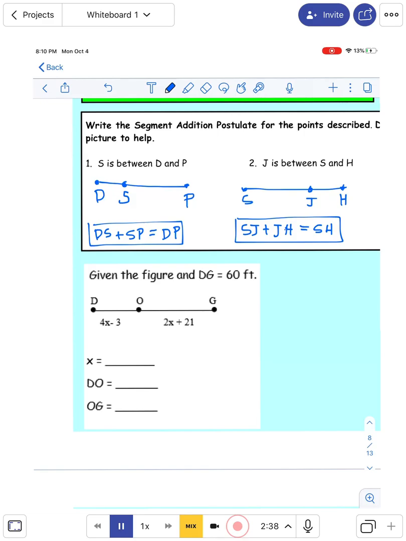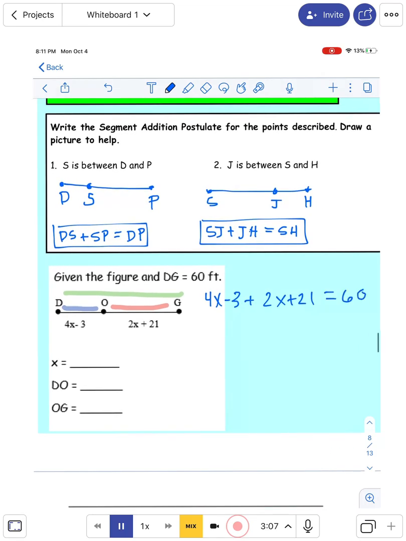All right, now one with some actual numbers. So we've got DO is 4x minus 3, OG is 2x plus 21, and DG is 60. So we've got the blue segment and the red segment that have to add together to be the whole green segment, which is the 60 feet. So I'm going to set up 4x minus 3 plus 2x plus 21 equals 60. And then we're going to combine like terms and isolate x. So 4x plus 2x is 6x. The negative 3 and the 21 make 18, equals 60.